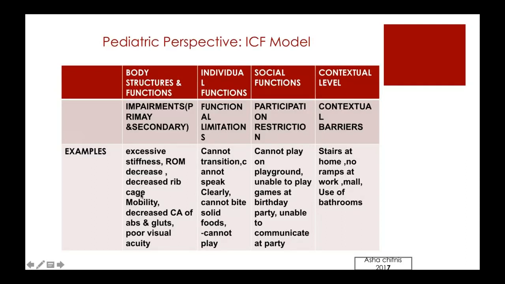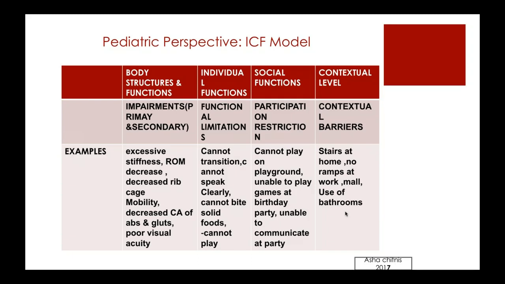Again, just to give you a perspective, any stiffness, decreased range of motion, or ribcage mobility issues are all your primary and secondary impairments. Because of this, they can't transition, they can't speak, they can't walk, they can't bite. But social participation, and I'm repeating this one more slide, is they can't play, they can't go to birthdays, they can't communicate. And contextual factors are stairs at home, no lifts, no ramps, and no rails at the bathroom or at the malls. All these things come when you really look at that child in totality.